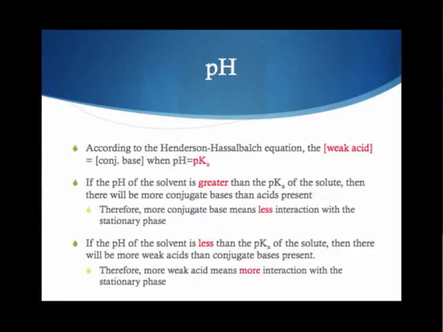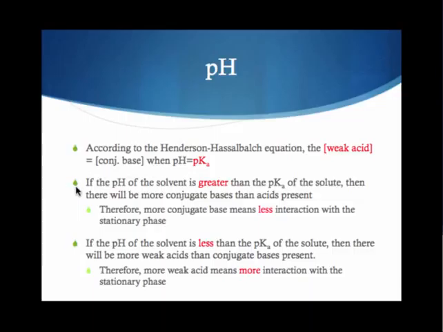Okay, so let's take a look at the answers now, and we'll just go through it point by point. For the first one, according to the Henderson-Hasselbalch equation, the concentration of the weak acid equals the concentration of the conjugate base when the pH equals the pKa. And this should be nothing new if you have previously worked with the Henderson-Hasselbalch equation before.